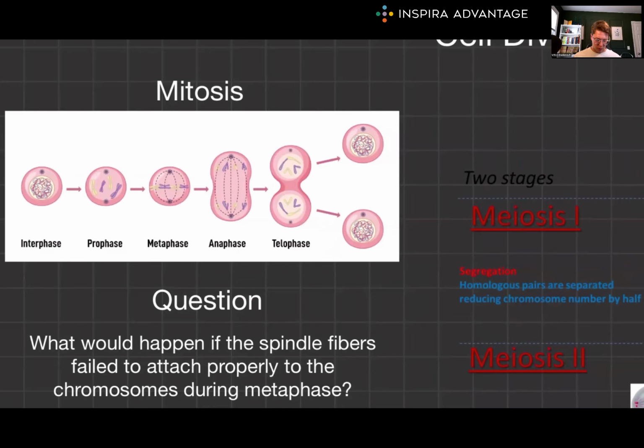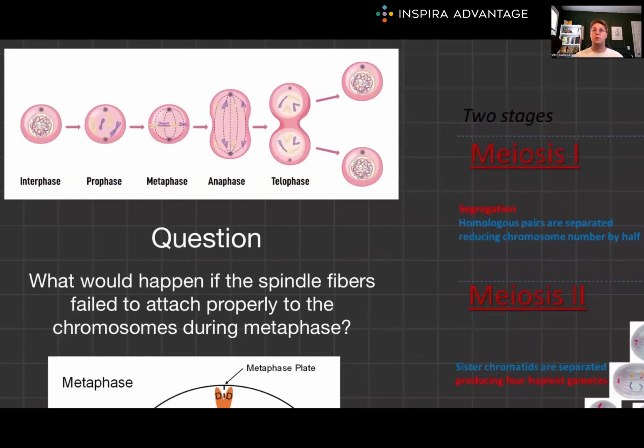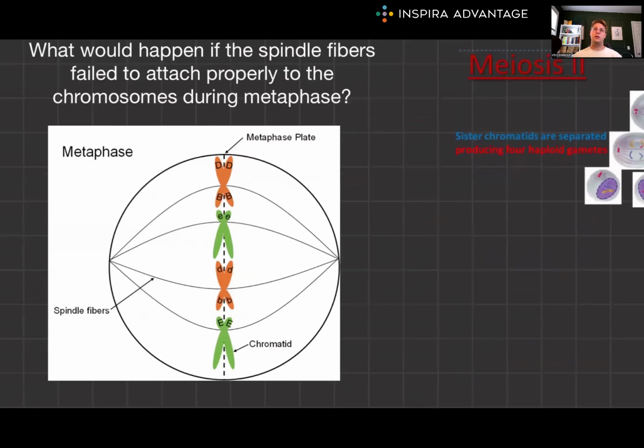Question: what would happen if the spindle fibers failed to attach properly at the chromosome during metaphase? Well, this would trigger the spindle assembly checkpoint, halting the cell cycle, and if not corrected, it could lead to improper chromosome segregation and aneuploidy.